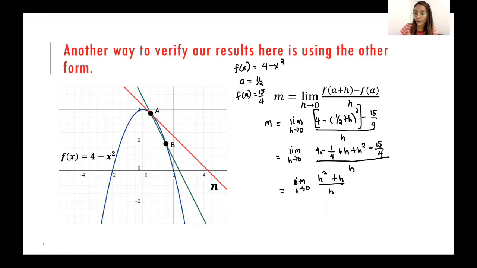So I repeat, 4 minus 1/4 is 15 over 4. 15 over 4 minus 15 over 4 is 0. That's why h squared plus h na lang yung natira. So, factor out natin yung h dito sa numerator since common yung h sa kanila. So this will become h plus 1 over h. Okay? We can cancel this too. So, we have the limit of h plus 1 as h approaches 0.